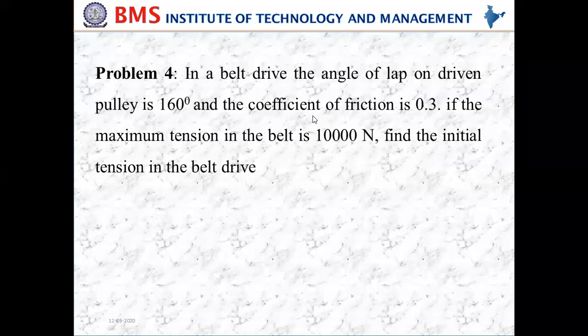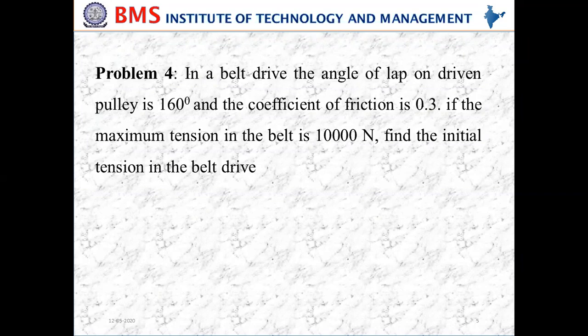Next. So here I have given a belt drive. The angle of lap on the driven pulley is 160 degrees. This is nothing but the angle of contact, that is theta equal to 160 degrees. And the coefficient of friction is given as 0.3, so mu is equal to 0.3. One is the angle of contact, 160 degrees, and the other is the coefficient of friction, 0.3.